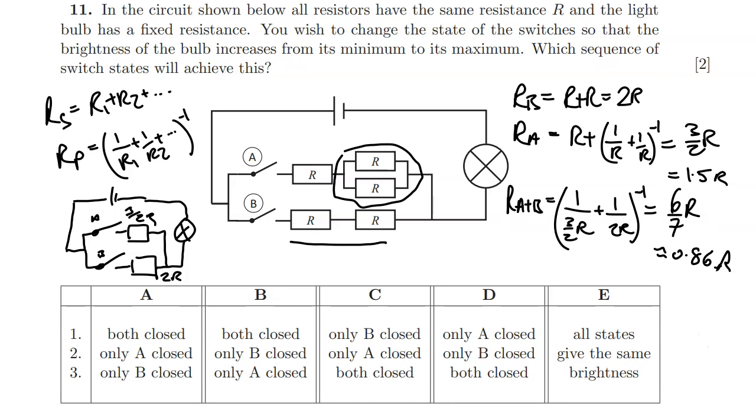So now, as I said at the beginning of the question, we want to go from the minimum brightness to its maximum brightness, or in other words, maximum resistance to minimum resistance. So the maximum resistance here is this one, just B closed, followed by just A closed, with then the next lowest resistance being both of them being closed. Therefore, the answer is C.